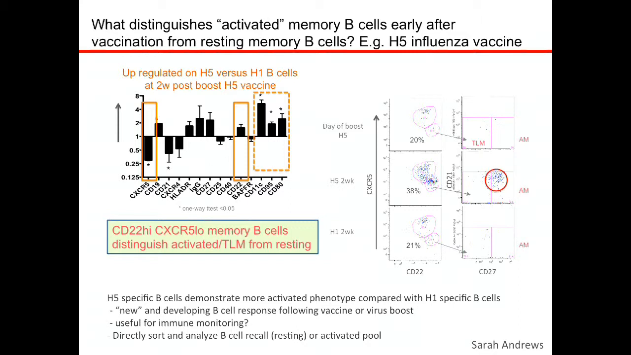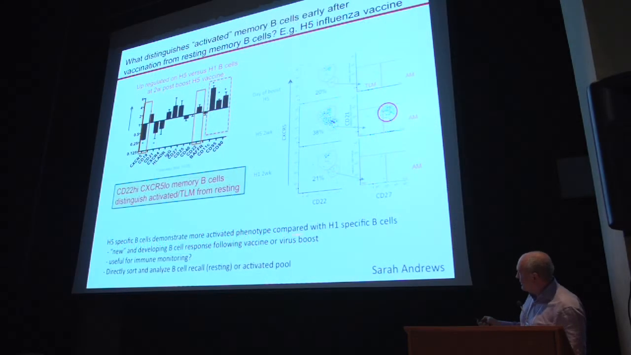So the H5-specific B cells demonstrate a more activated phenotype compared with the H1-specific B cells, and they're quite closely related. So new and developing B-cell responses following vaccine and boost fall into this population here. And this is very useful for immune monitoring and also to directly sort and analyze B-cell recall, or the activated pool.